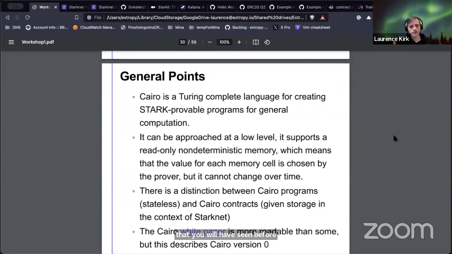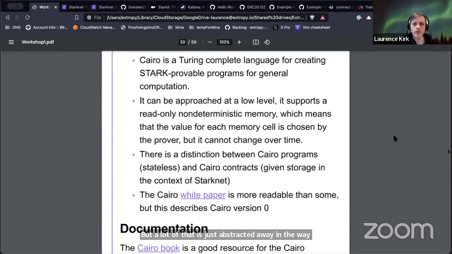It has this idea of what is called a read-only non-deterministic memory model. Now, fortunately, in the latest version of Cairo, we don't have to think about this too much, but you may get references to it. So just be aware that that is what is happening behind the scenes. But a lot of that is just abstracted away in the way that Cairo works now.